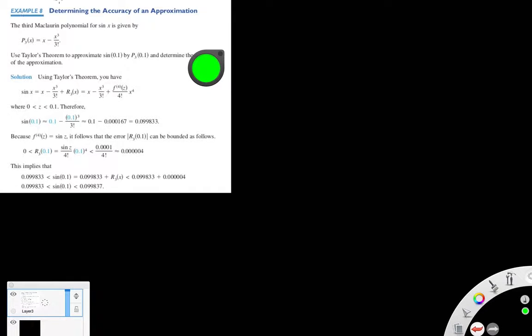Today we're going to be looking at a specific example from the book, example 8 from page 655, and essentially it's determining the accuracy of an approximation. So we're finding an approximation using a Maclaurin or Taylor polynomial, and then we're finding the error afterwards to determine how accurate our approximation was.